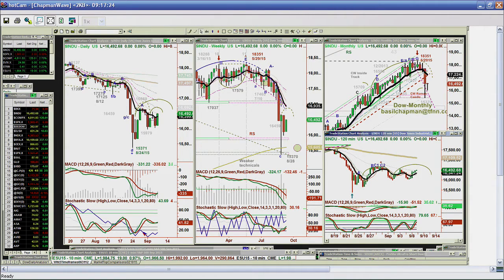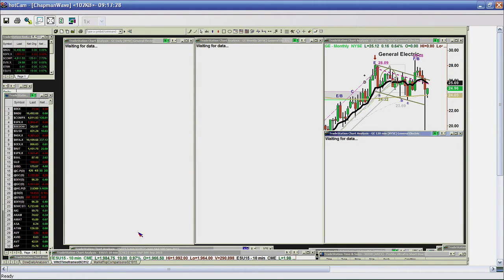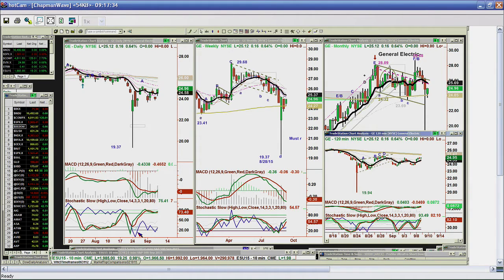It is GE. GE has had a fabulous move off the low. I don't know who bought it at 19.37. They've had a spectacular 20% gain, over 20%. What am I talking about? Almost a 30% gain in just 2 weeks.